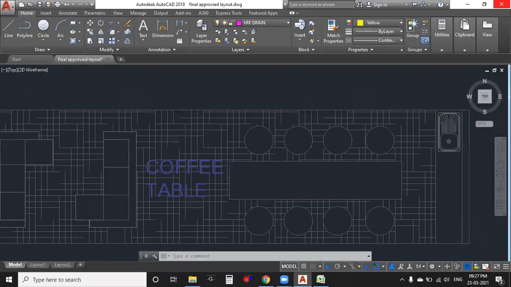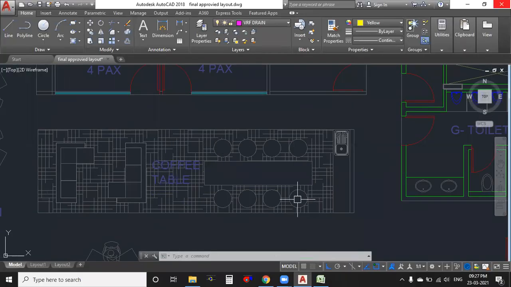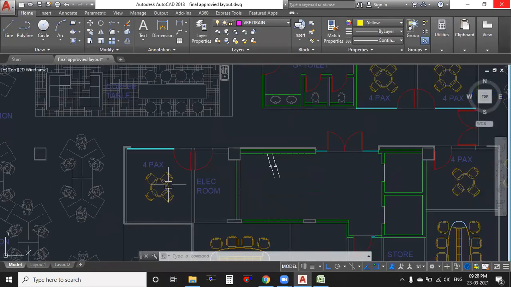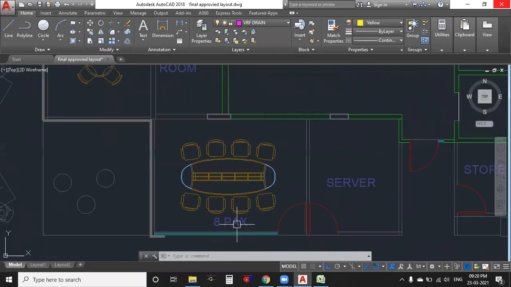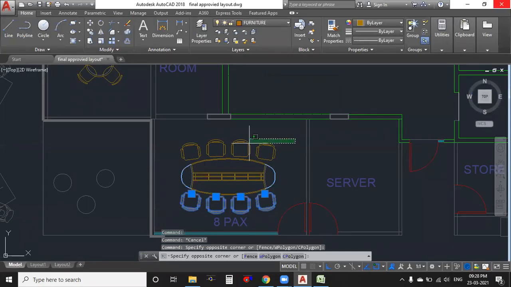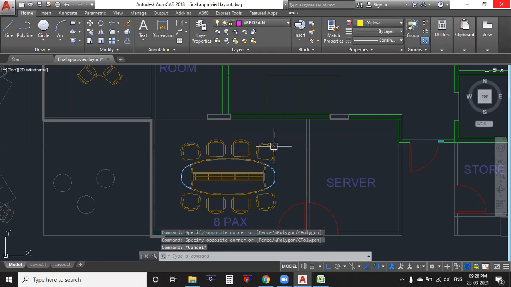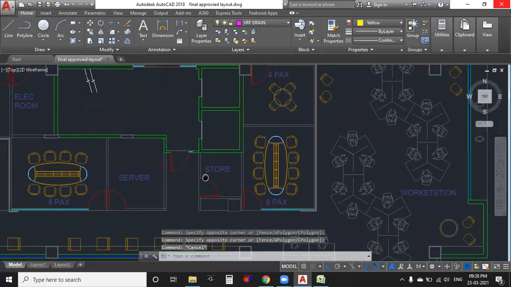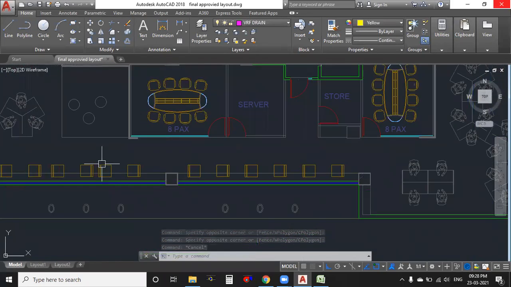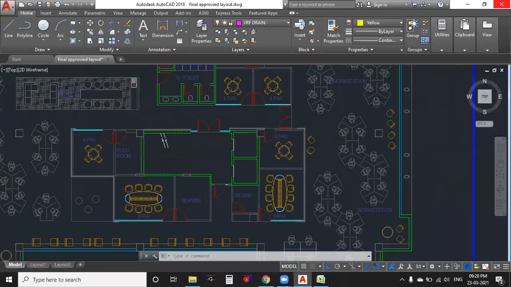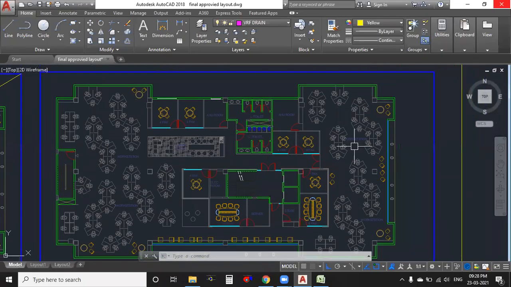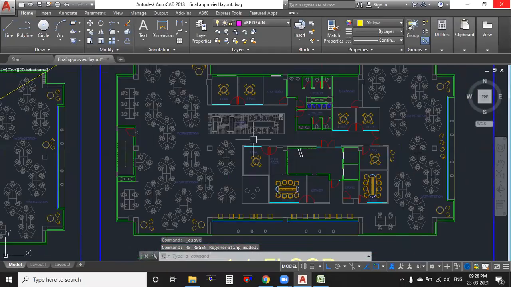Here we have a coffee table and round chairs. Here we have a sofa. Here I have a 4-pack room. Here I have an 8-pack room, where 8 people can sit. Here 4 people, here 4 people. And we have a server room, store room, 8-pack. Here we have one corridor, and here we have workstations. Is everyone clear? So in this file, we have to work.